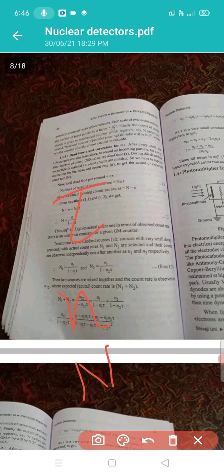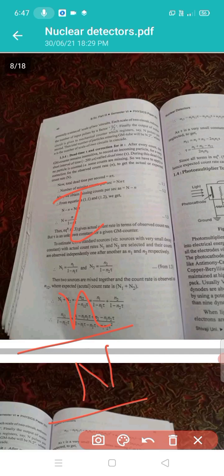After every count the GM counter remains insensitive to record an incoming particle for a very short interval of time, and it is called the dead time. During this dead time no particle is counted, so some counts are missing. So we can apply a correction for the observed count rate. I can repeat once again: the observed count rate is denoted by small n, and the expected or actual count rate is denoted by capital N.